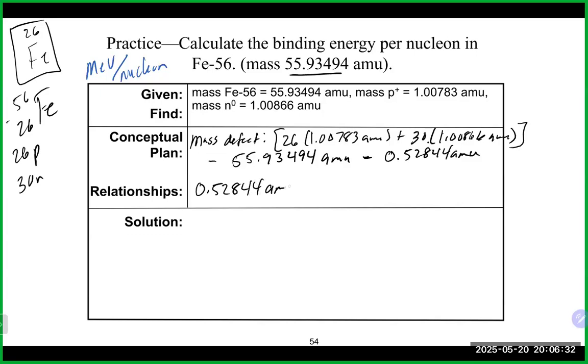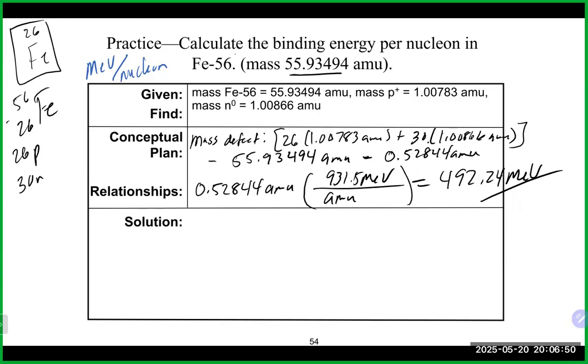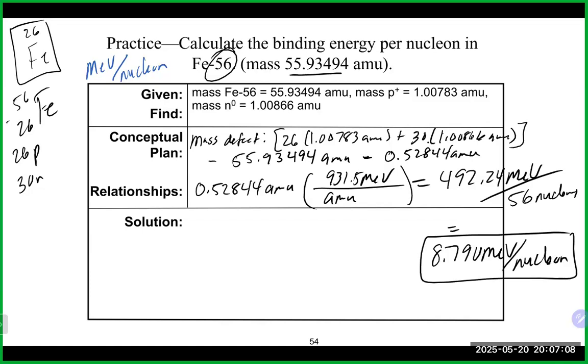0.52844 AMU. Again, an AMU is equal to 931.5 mega electron volts. So times 931.5, going to get us 492.24 mega electron volts divided by our nucleons in this case, which is 56 nucleons. And if we do that, that's going to get us 8.79 mega electron volts per nucleon. Obviously, if you wanted to, you could convert it to joules, but that would be it there. Question on that one there?